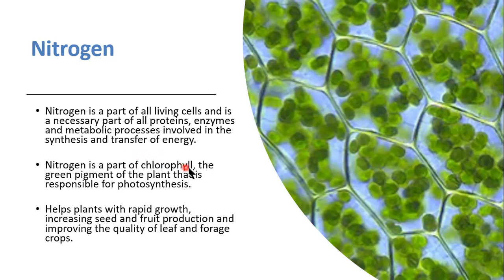Nitrogen is a part of chlorophyll, which is a key part to produce food and nutrition through photosynthesis. The green pigment of the plant that is responsible for photosynthesis helps plants with rapid growth, have rapid vegetative growth, especially increasing seed and fruit production. Of course, if you have good vegetative growth, then it will impact seed and fruit production and improve the quality of leaf and forage crops.